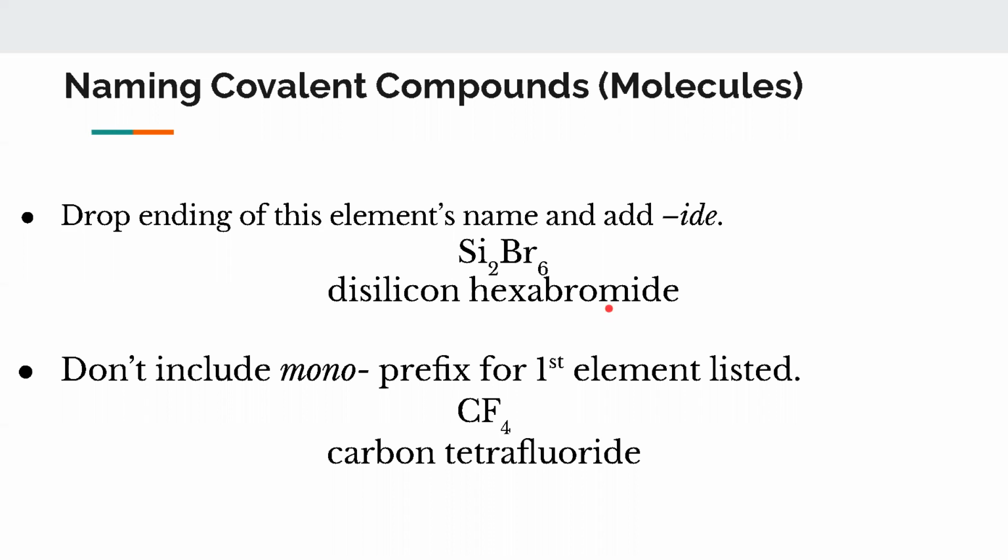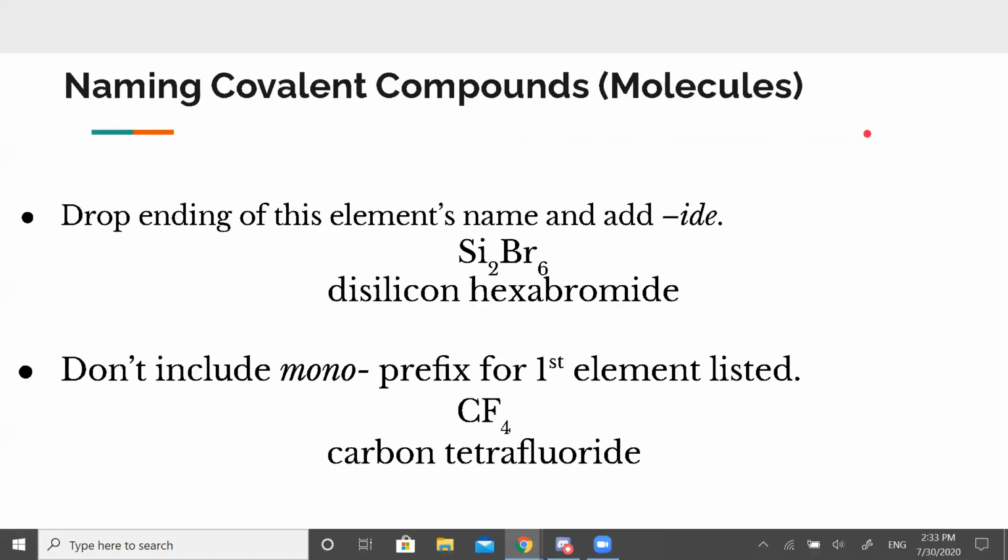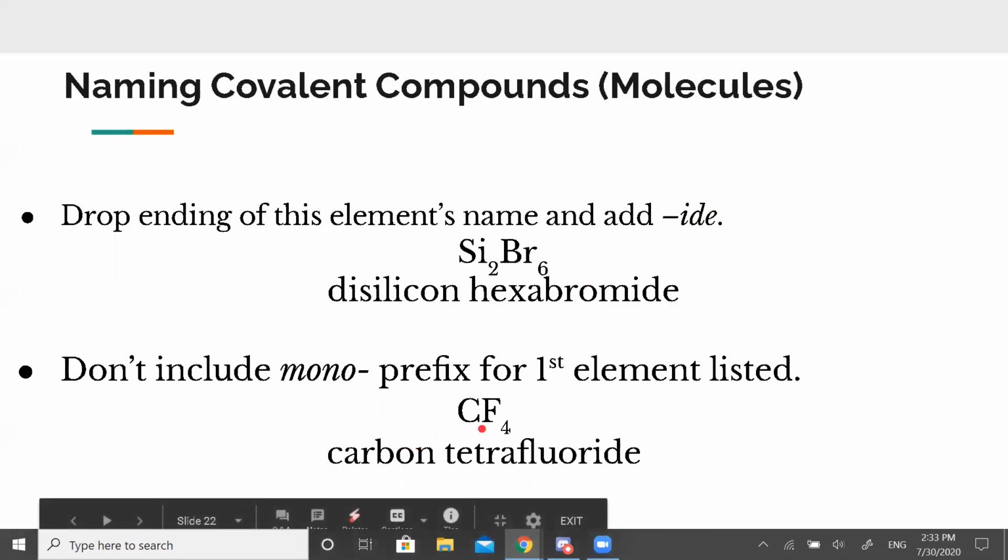But mono means 1 and di means 2. That's all you really have to know. And you never include mono in a prefix for the first element listed. So for example, here it's CF4. So you never say monocarbon, you just say carbon, and then tetrafluoride, because it's 4 fluoride, so tetrafluoride.